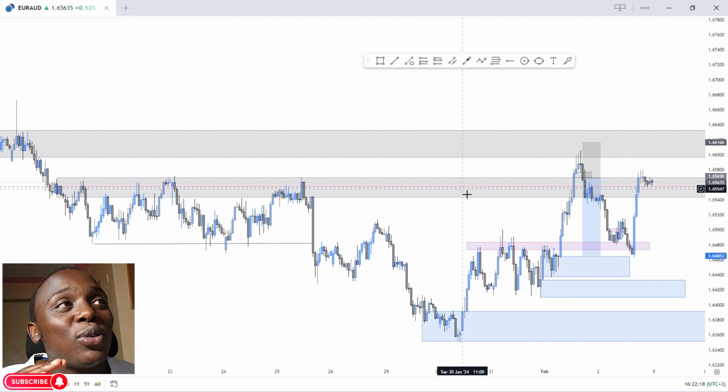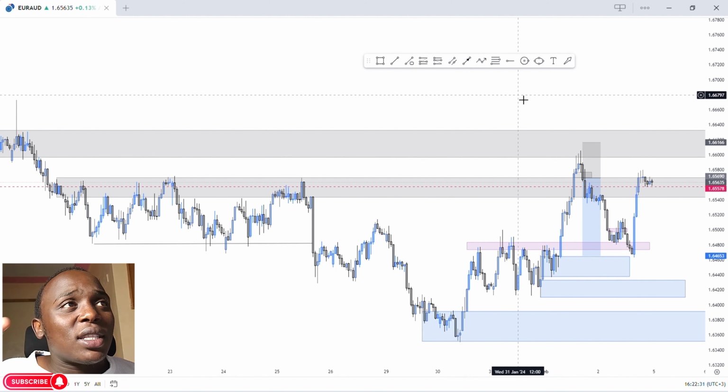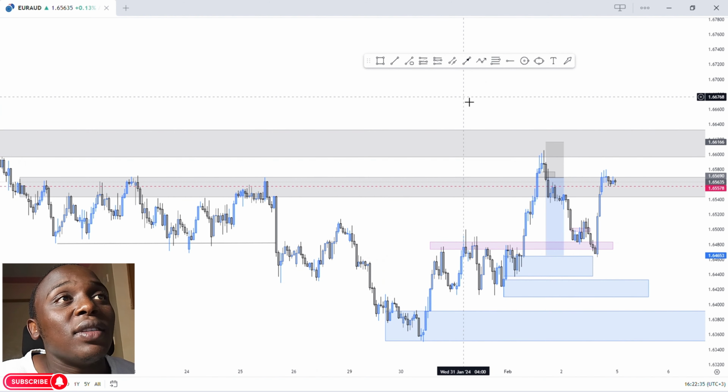If a daily candle closes above the daily zone, the zone gets invalidated. The same with every other time frame. And remember, the higher the time frame, the more significant a zone is. So that was just an extra point on zones and how they get invalidated.